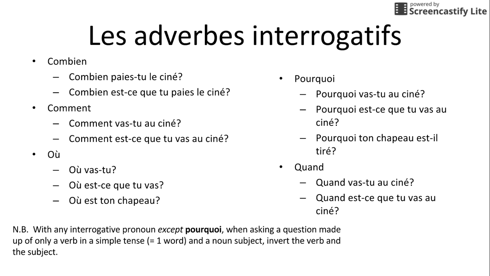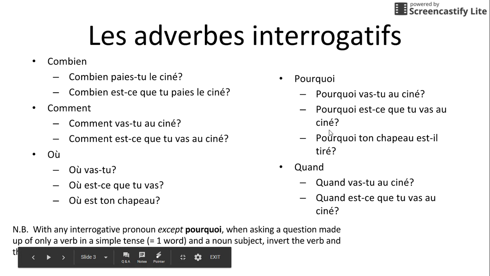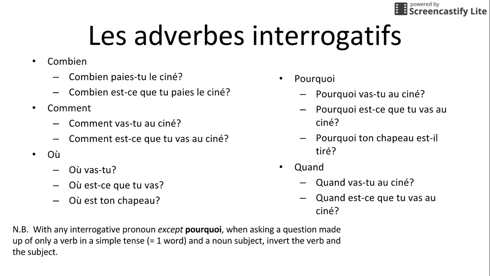Now the note at the bottom is talking about the third example in the pourquoi section. It's saying that if you have one subject and one simple verb, that you have to construct the question this way. Pourquoi ton chapeau est-il tiré? We didn't do any sort of inversion. Whereas for the third example under où, we were able to just simply invert the verb and the noun.